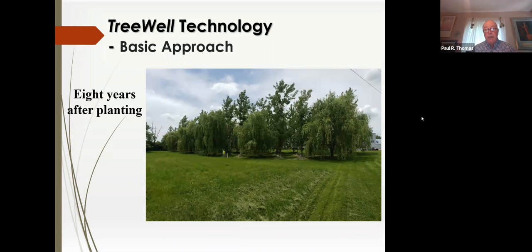This is a site in Pennsylvania 8 years after initial planting, and we have trees here that are using a lot of water, and we've had very good success here with actually cleaning up the contaminants that are in the ground.